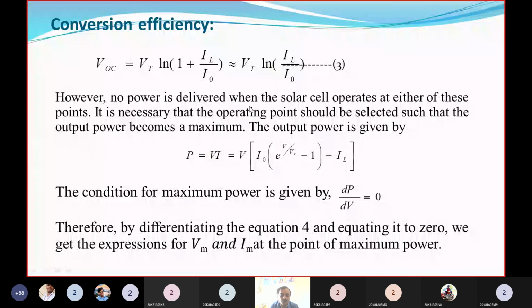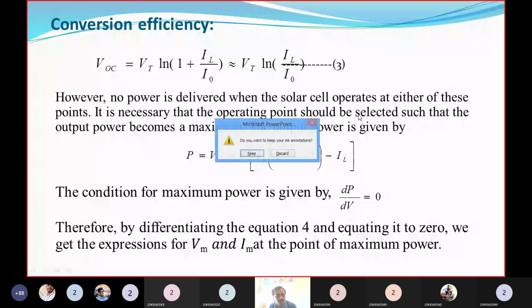Now coming to the power, we will discuss it in the next class. Do you have any doubts on this? You can ask.